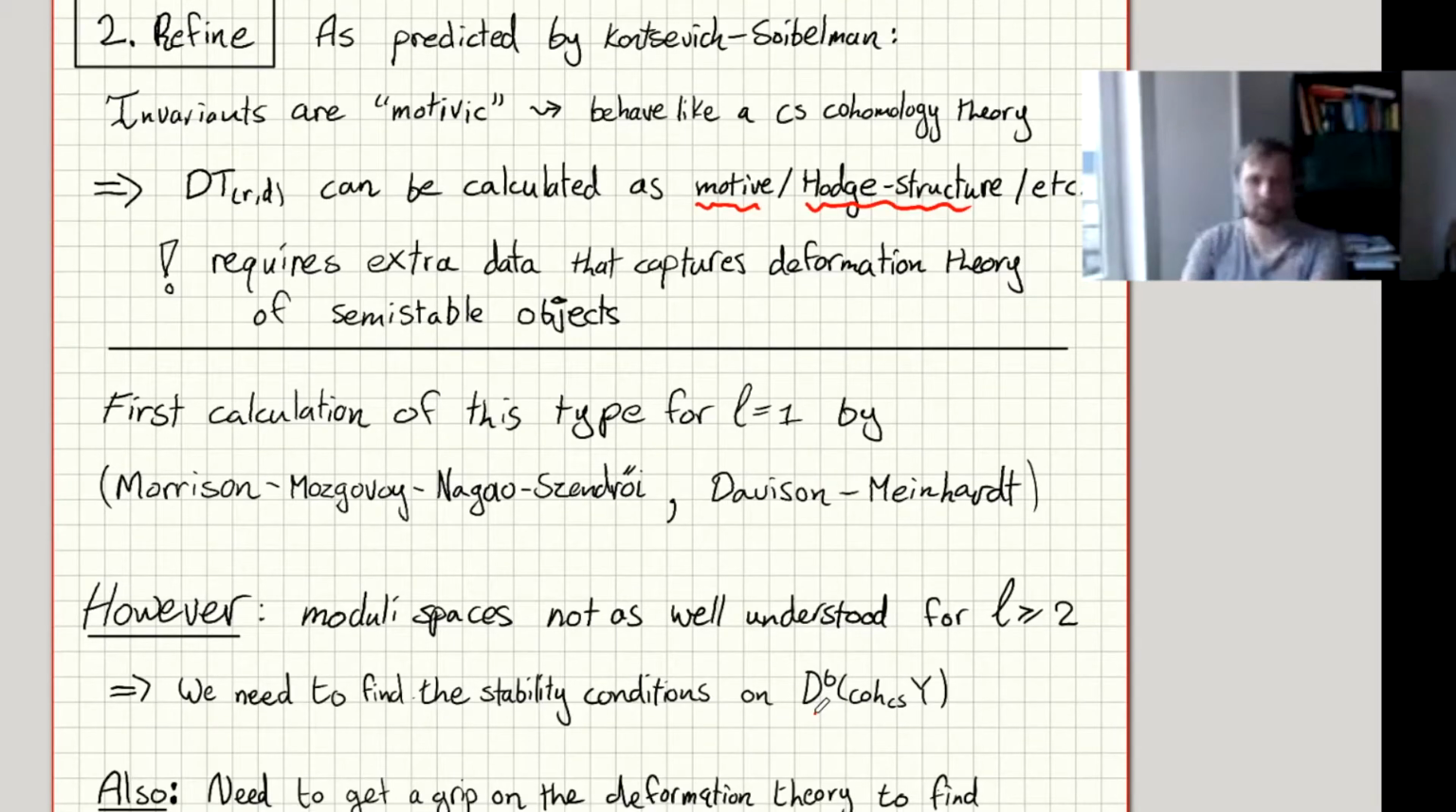Right, so some calculations for flops have been done in this full extended and refined setup, but only for the very simple cases of length 1 flops. The family of length 1 flops has the Atiyah flop as the first entry, also called the conifold singularity. That was done by Morrison, Mozgovoy, Nagao, and Sendroy, and all the later cases were done by Davesh and Meinhardt.